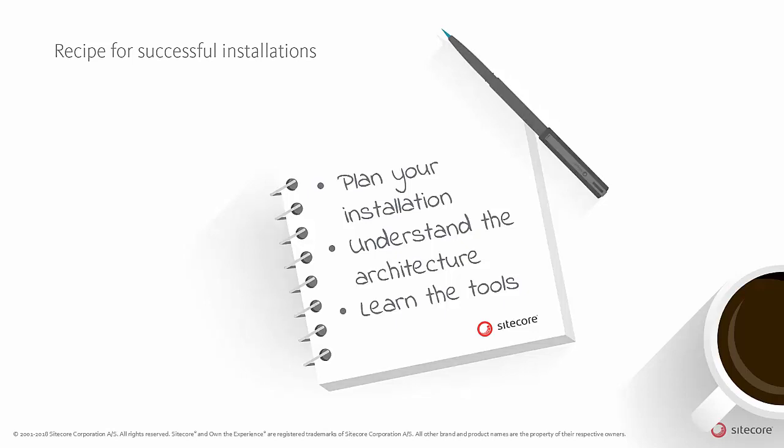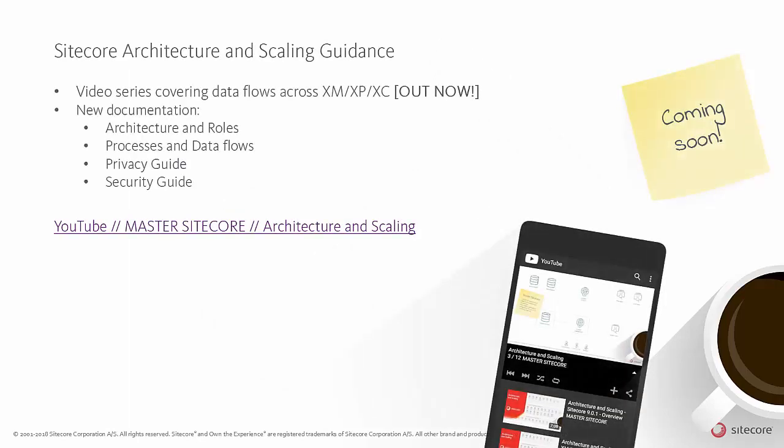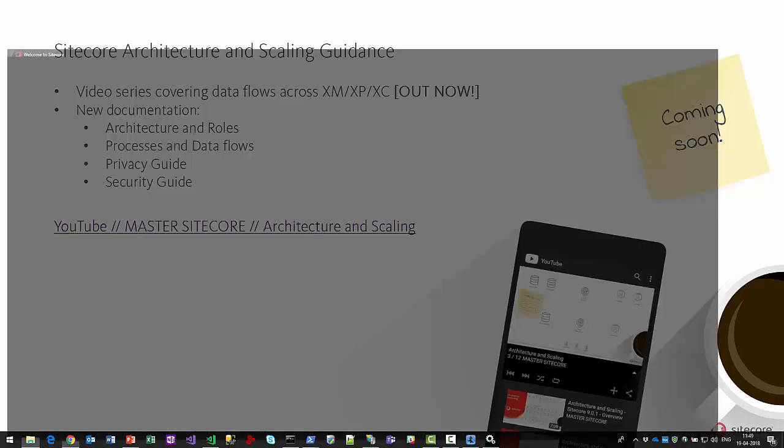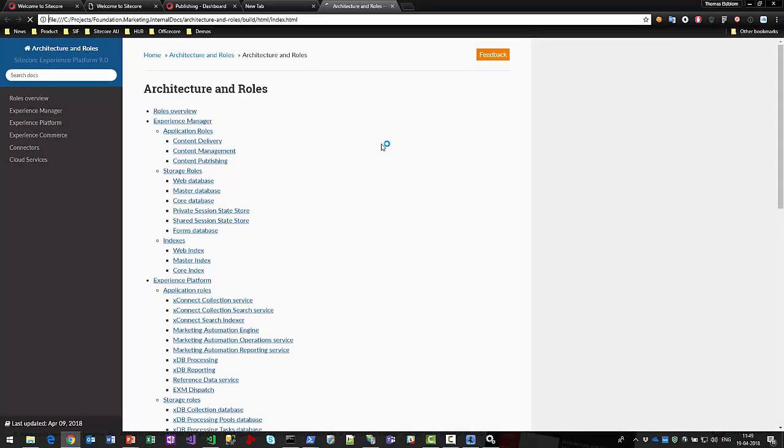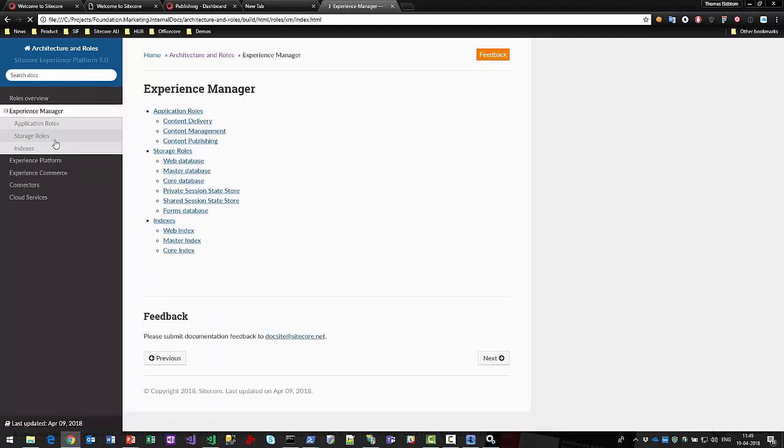So for the middle one, understanding the architecture, we're going to come out with a bunch of documentation. We're going to document all the roles and architecture. It's coming out very soon. I can give you a sneak preview. So here's the architecture and roles documentation. For each product, the Experience Manager, Experience Platform, Experience Commerce, even for the connectors and the cloud services, we can dive into every specific role.